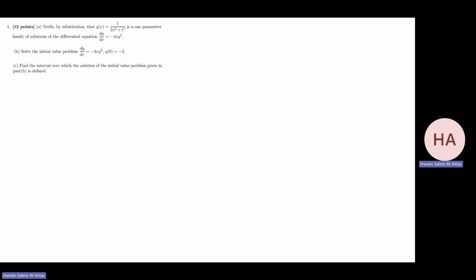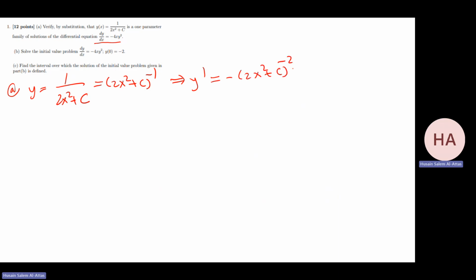Verify by substitution that this is a solution. This is easy. Y equals 1 over 2x squared plus c. I want this solution, so I need to find y prime. I can rewrite this. This is part A. Y prime will be minus 2x squared plus c to the power minus 2 times 4x.